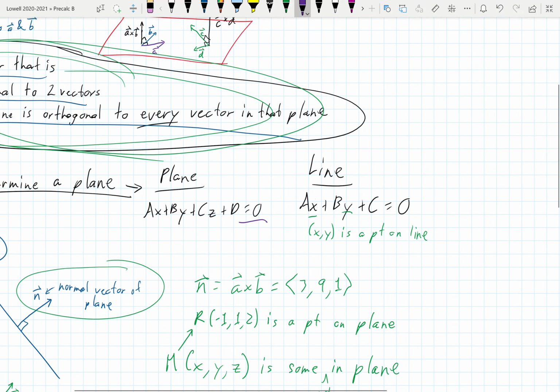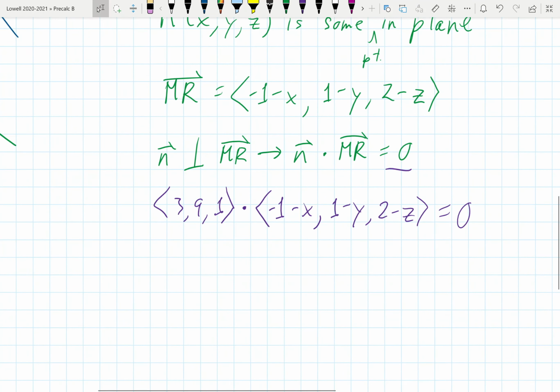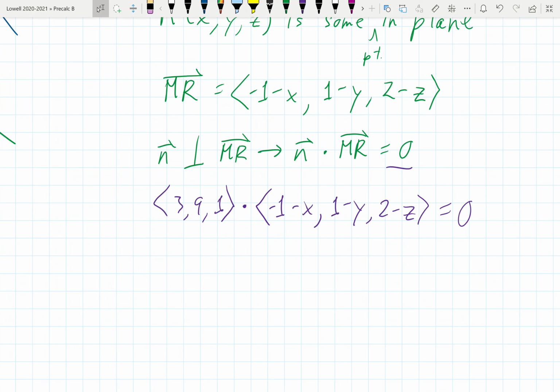Let me double check that I actually have my point right. Negative 1, 1, 2. Okay. So let's actually dot this. Remember, multiplying the corresponding components. So 3 times (negative 1 minus x) plus 9 times (1 minus y) plus 1 times (2 minus z) needs to equal 0.